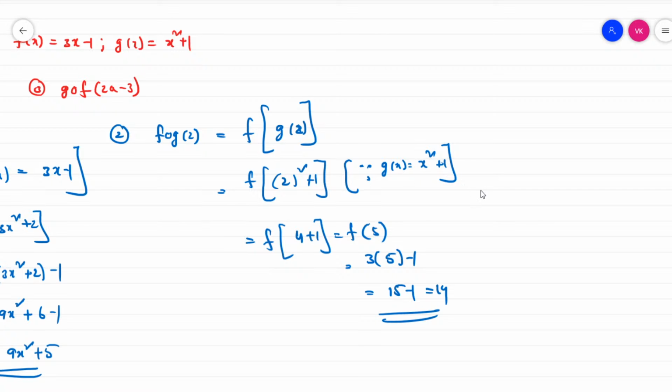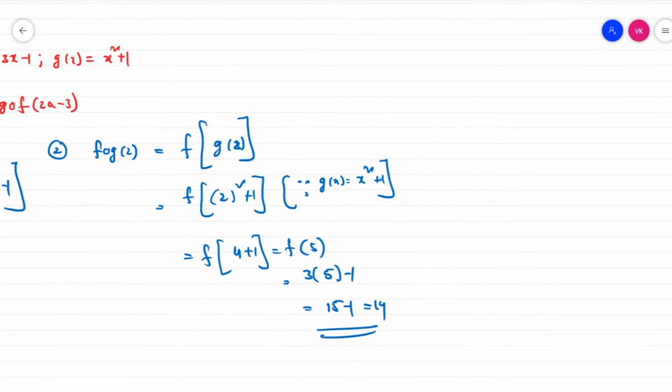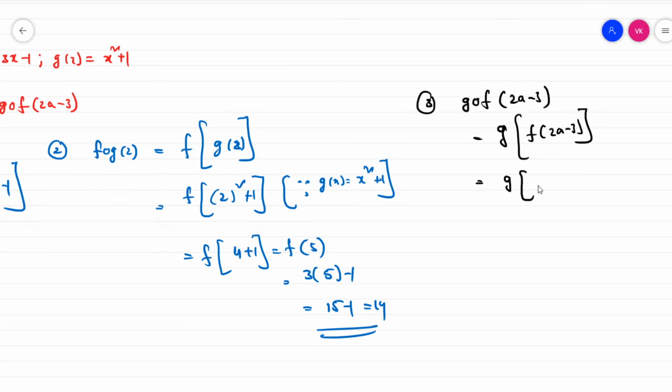And let's go for the third one. Third one is given as: we have to find the g circle f of 2a minus 3. So we can write it as g of f of 2a minus 3. But we know that f function is 3 of 2a minus 3, minus 1. Here 3 of.